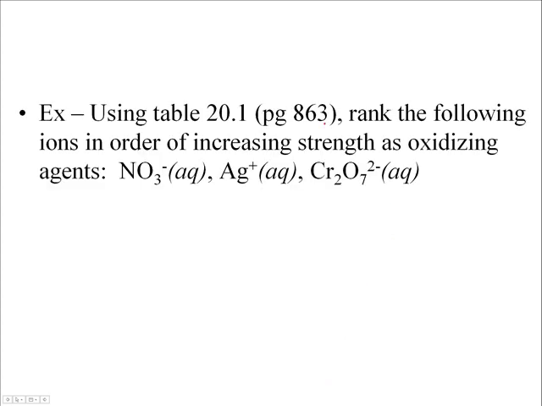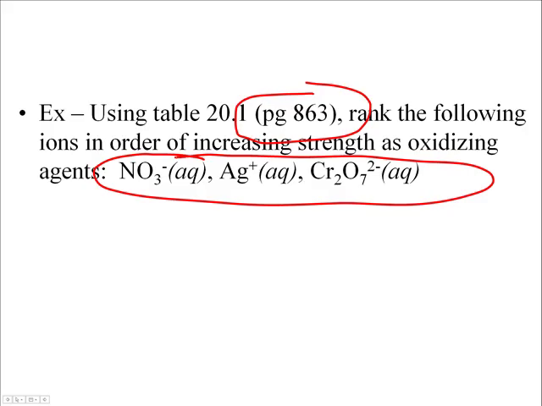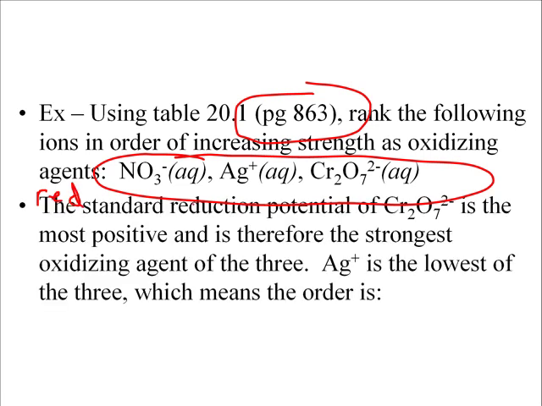Okay, so looking at page 863, we should be able to rank these in order of increasing strength as oxidizing agents, so how easily they're able to be reduced. Cr2O7 has the most positive value for the standard reduction potential, so it is the most easily reduced. Silver is the lowest, so therefore the order should be like that.